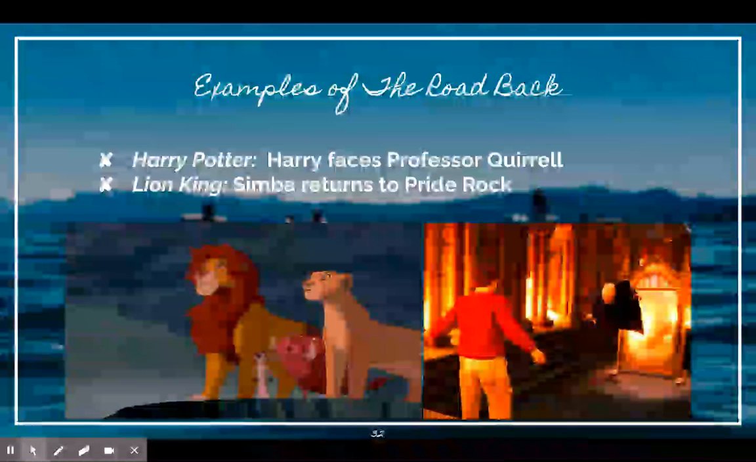Okay, so this would be Harry has the stone in his pocket, but now he has to face Professor Quirrell and try to survive that ordeal. This is when Simba returns to Pride Rock. Nala has convinced him to come back, but of course he still has to face his uncle. So the road back does not mean that the story is over.